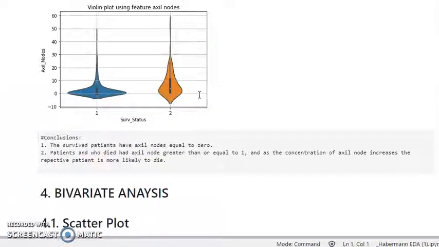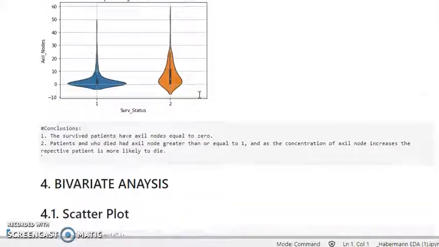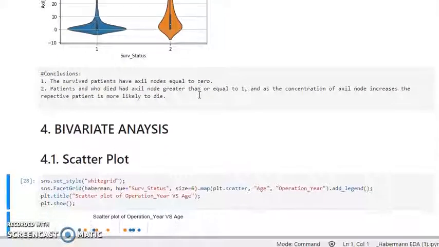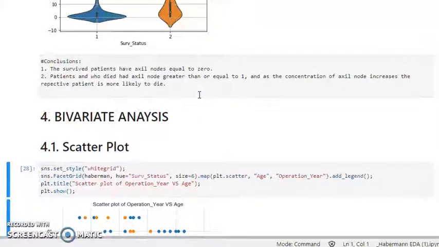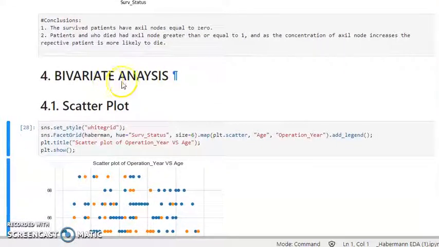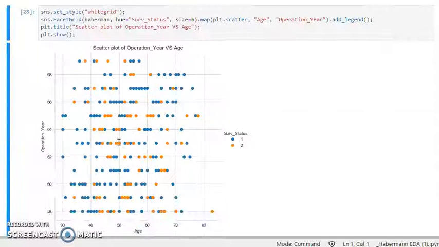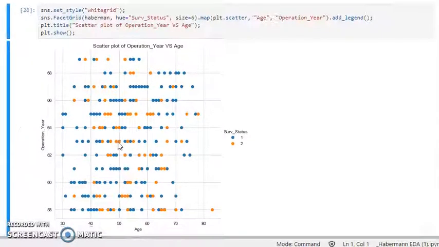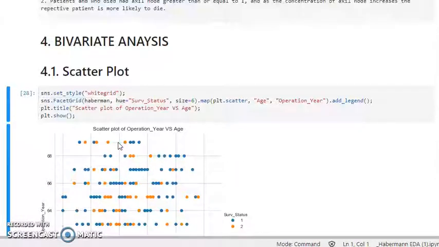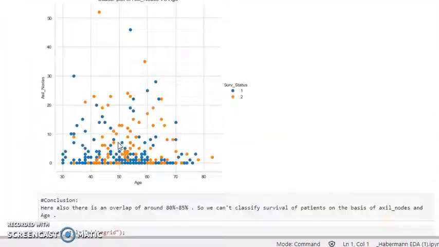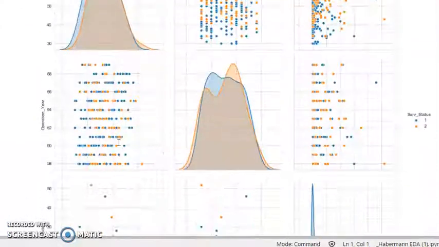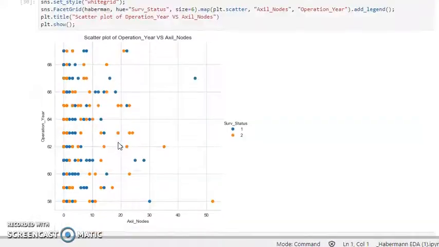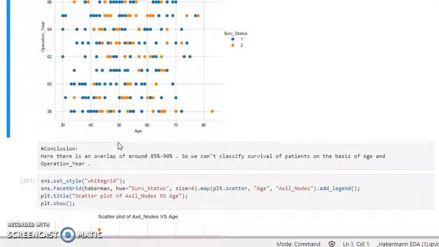Okay, so guys, in the univariate analysis, what we had done is that we had made an analysis using a single feature. Now, as the word suggests, in bivariate analysis we will be using two features simultaneously and making an analysis. In this process of bivariate analysis, we will be plotting different types of plots known as scatter plot, pair plot and all. So let's begin with the scatter plot.